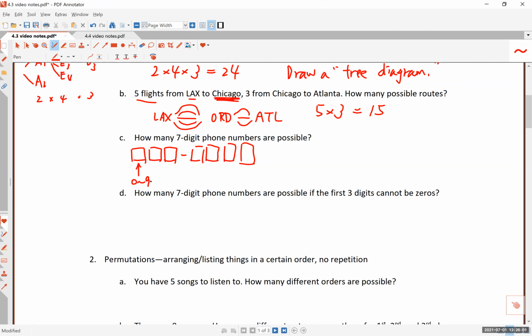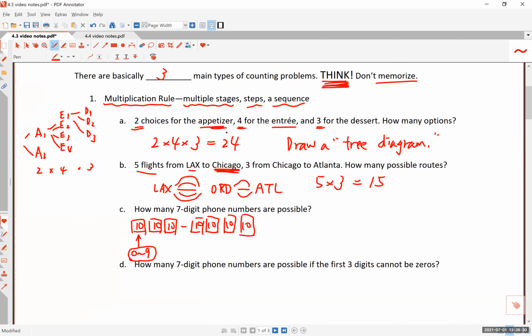So we have digits called 0, 1, 2, 3, 4, 5, 6, 7, 8, and 9. And altogether, that's not 9 possible numerals, but it's 10 different numerals, if you include 0. So any of these boxes can be filled with any of the 10 possibilities. Do you see why this is counting the multiplication principle? Because for each, you have 10 choices independently, just like the choice of the entree was independent of the choice of the appetizer, and the choice of the flight to Atlanta was independent of the way you fly from LAX to Chicago, and so on.